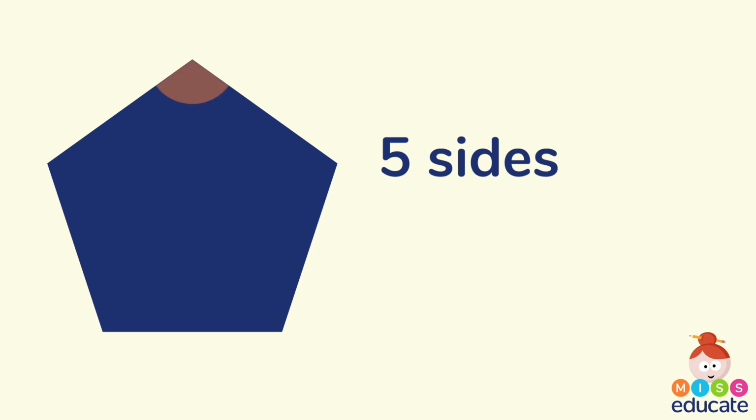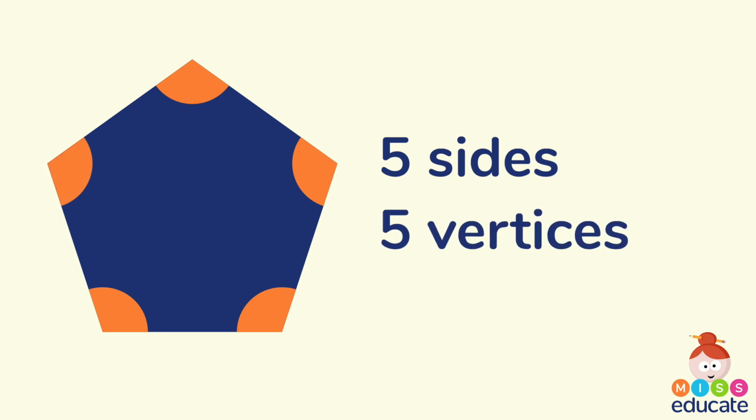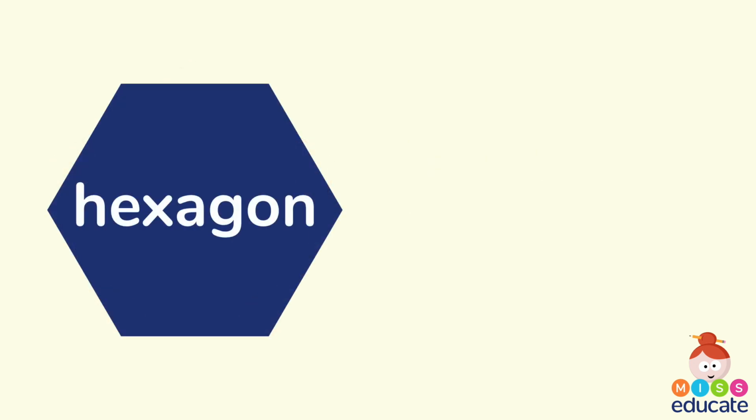Let's have a look. 1, 2, 3, 4. You got it. 5. Well done. Our pentagon has 5 sides and 5 vertices. Let's move on to our hexagon.